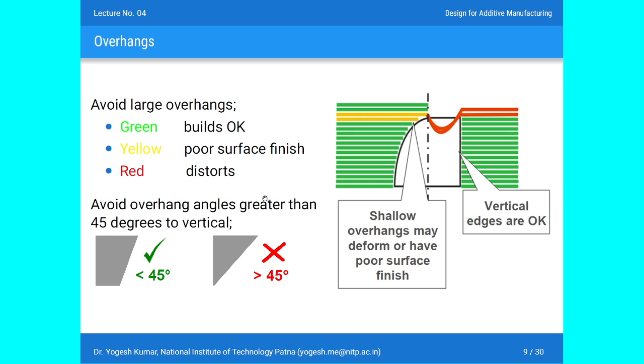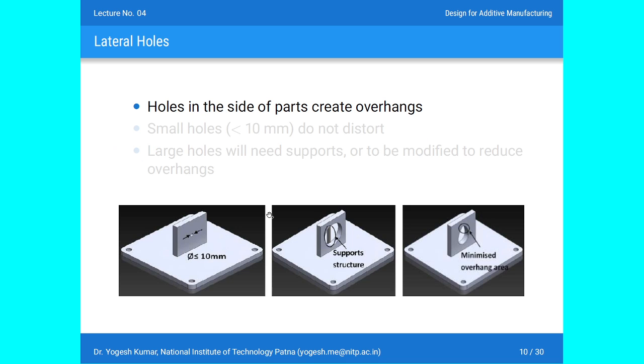your surface starts overhanging. It may slightly bend in the downward direction, or it may not get printed accurately. So these kinds of issues will be there if the overhang angle is greater than 45 degrees.